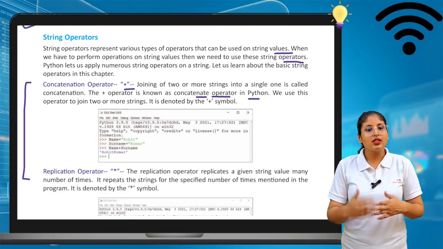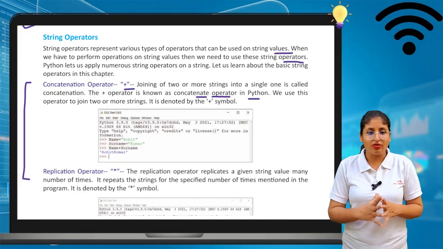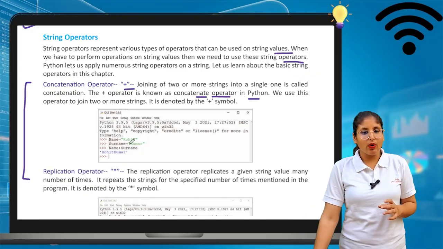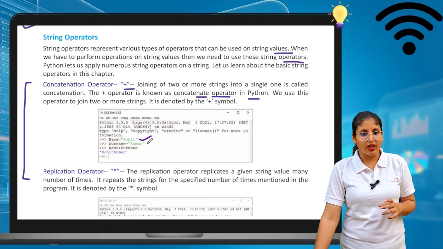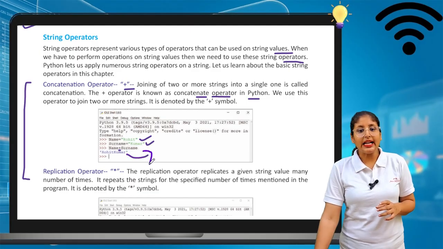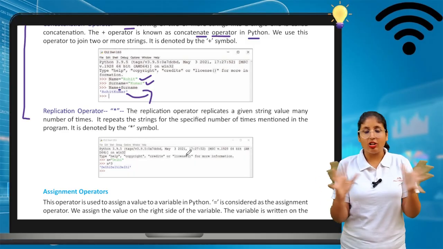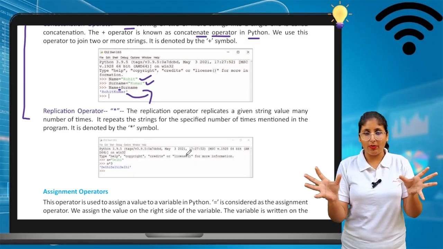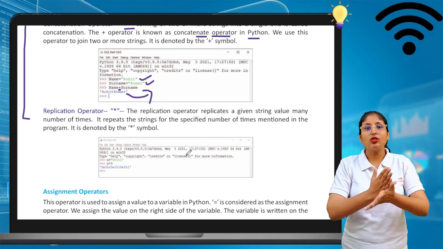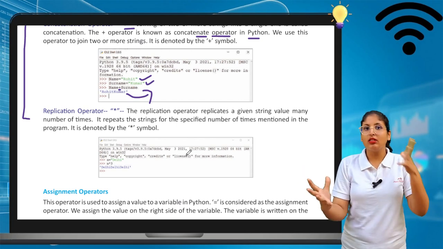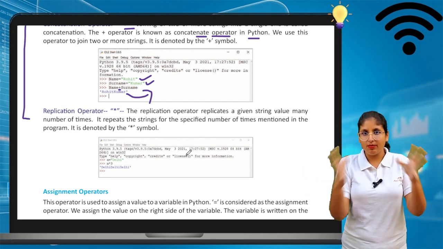We use this operator to join two or more strings. See, now I want to join the name and surname. So I am adding the plus sign. In Python programming, the plus sign joins the things. So here we can see Rohit and Kumar. There is no space between Rohit and Kumar, because we add the plus operator in it. So they join the name and the surname together.